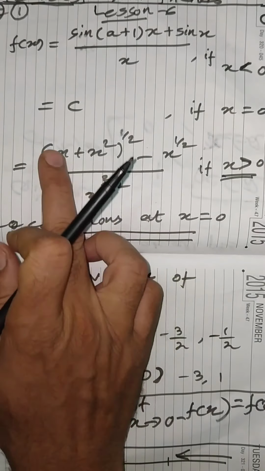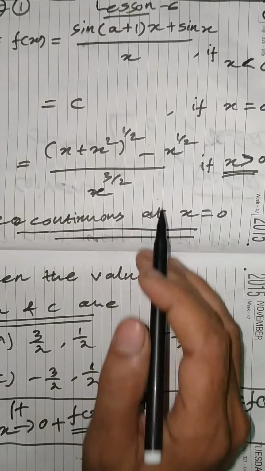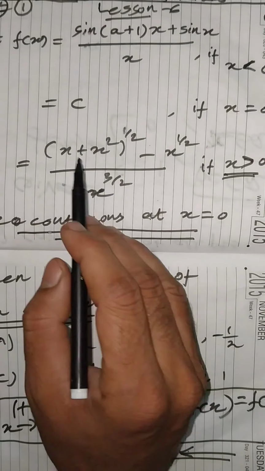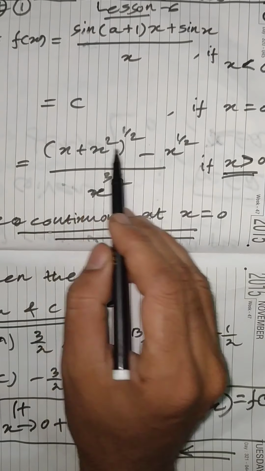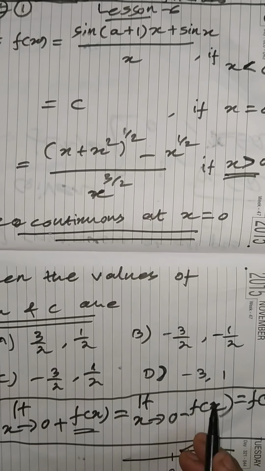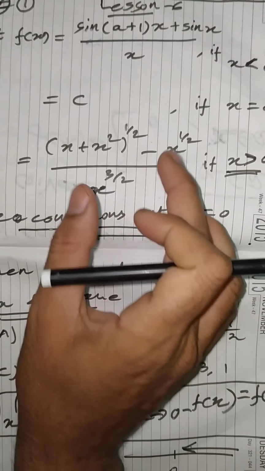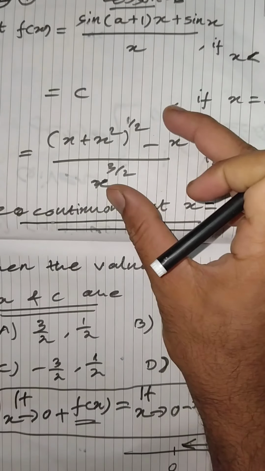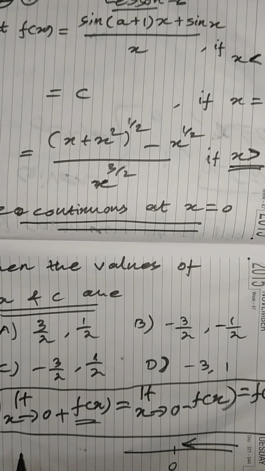So we are going to apply the limit here. Suppose we apply the limit 0 plus, that is instead of x put 0 plus: 0 minus 0 whole divided by 0, that is 0 by 0, an indeterminate form. So for that we have to simplify this.